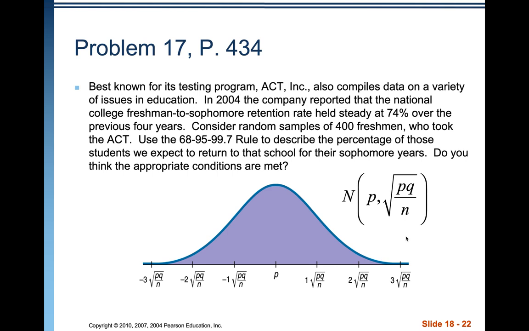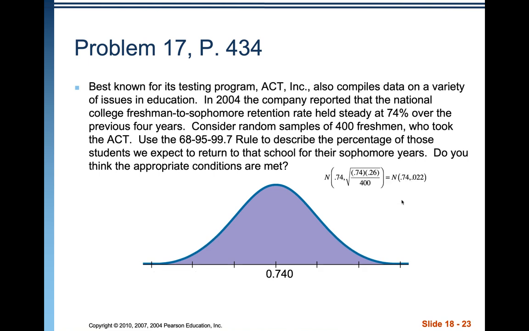All right, so here's what we're saying. We're checking to see if this model actually applies. Since it's talking about a retention rate, 74%, that's a proportion. P equals 0.74. So we are going to use the sampling distribution for sample proportions, which is going to be approximately normal and centered at P, and with a standard deviation of the square root of P times Q over N. All right, so it's going to be centered at 0.740.